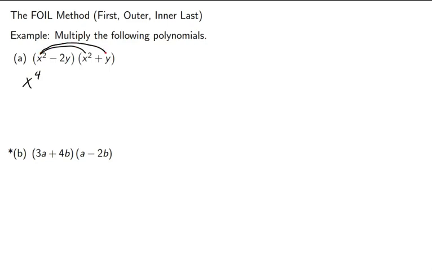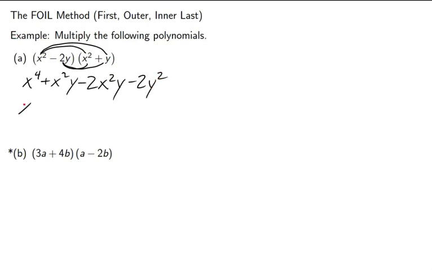Outer, x squared times y is just x squared y. Inner, negative 2y times x squared is negative 2x squared y. And I just rearranged a couple of variables to make this easier to work with. And then last. The last is a negative 2y times y, which is negative 2y squared.